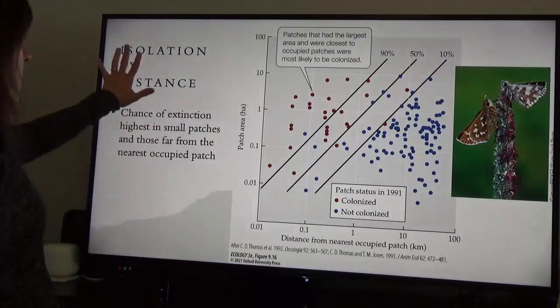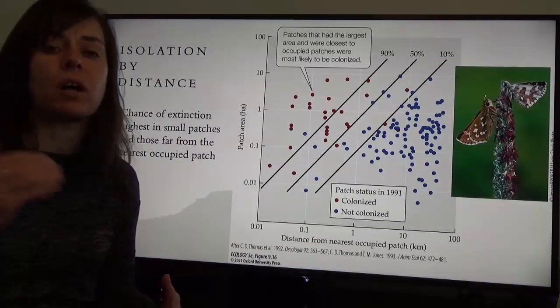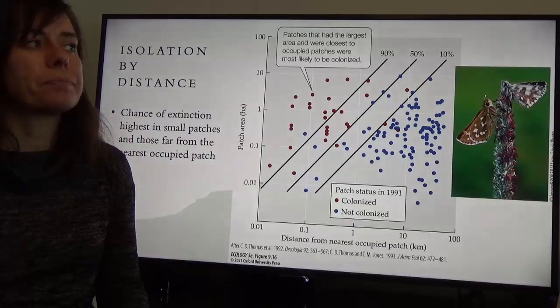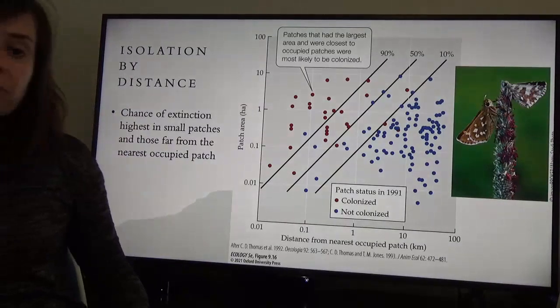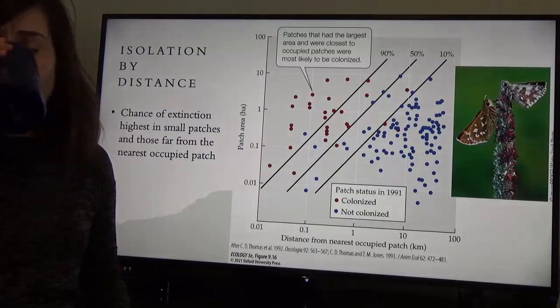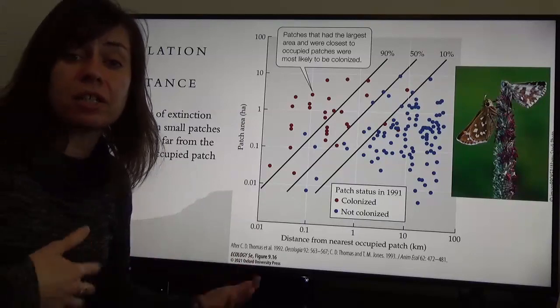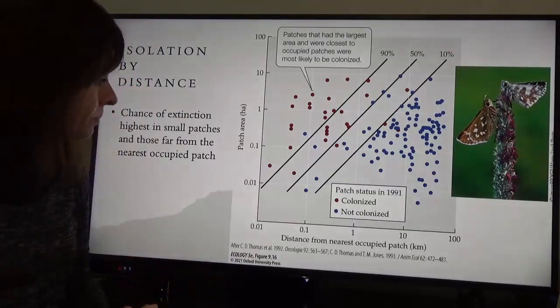Okay, and here's this aspect of isolation by distance. So if you recall, one of Levin's assumptions in his model was that, sorry, I have a little scratchy throat today. One of his assumptions was that all patches were equally likely to be colonized.